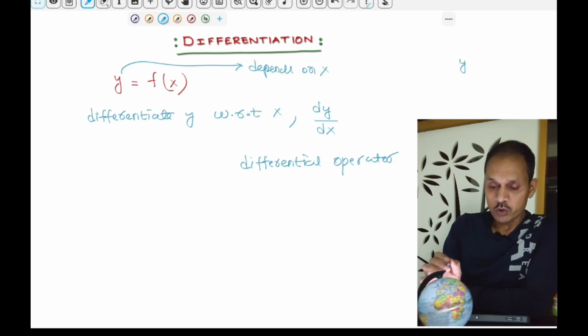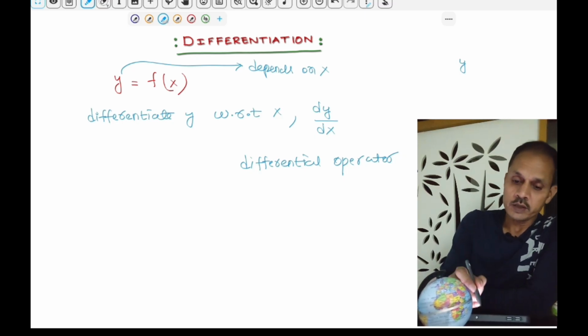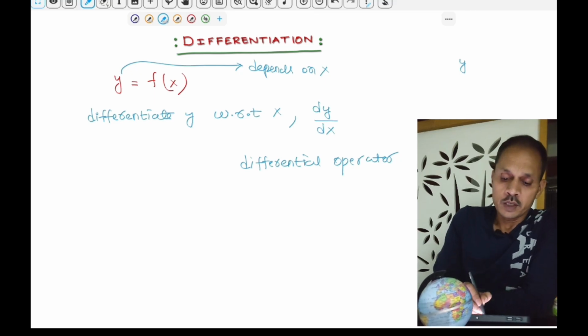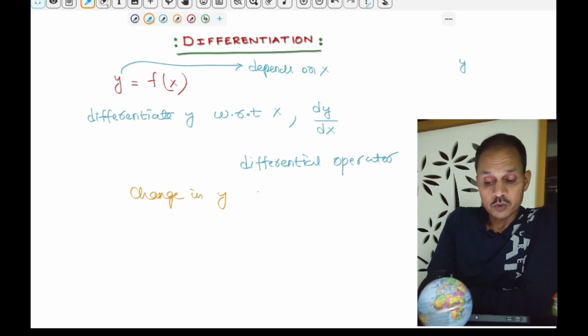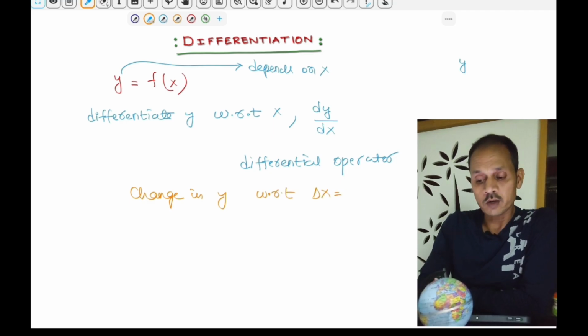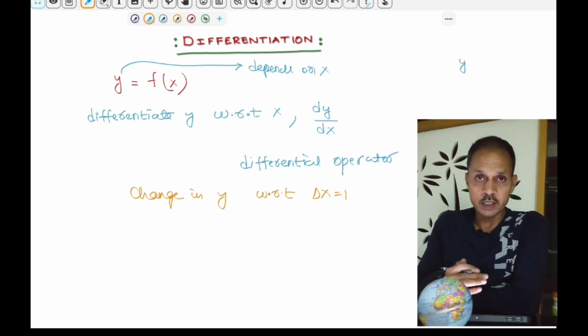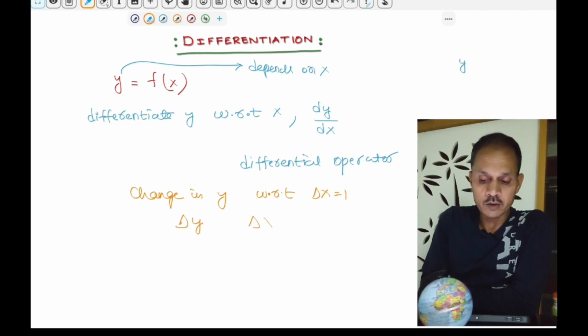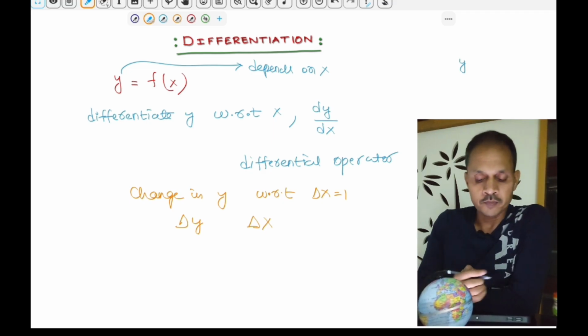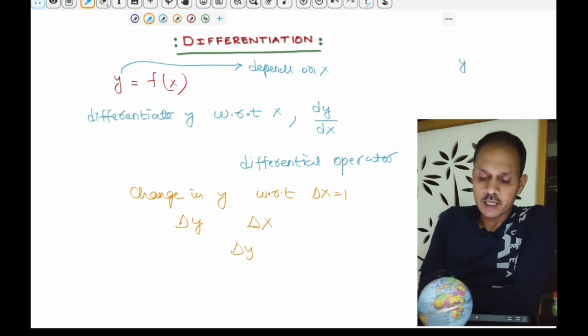By writing like this, what we mean is we are finding change in the value of y with respect to change in value of x. Delta x indicates change in x, delta y indicates change in y. So we are finding delta y with respect to delta x. If x changes by 1, what will be the change in y? Just we are finding this. So delta y by delta x only.